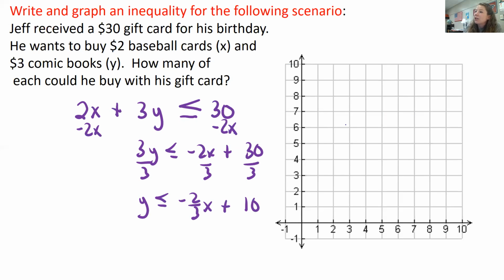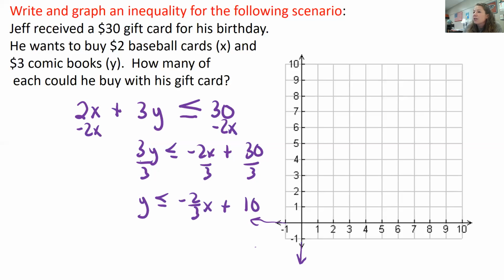Now, I only included quadrant 1 on this. Why would I not include the other 3 quadrants? Because going in this direction, my x's would be negative, and going in this direction, my y's would be negative, correct? And what's wrong with those negative numbers in this scenario? It's because you can't have a negative amount of baseball cards or a negative amount of comic books, right? So you got to make sure your solution set includes only numbers that would make sense, that work.